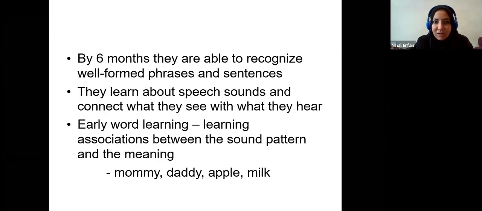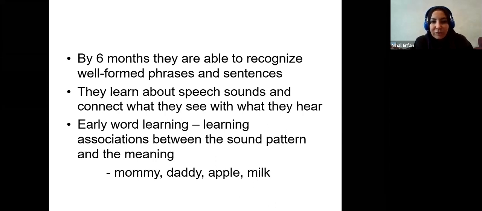So by 6 months, they're able to recognize well-formed phrases and sentences. Always remember, recognition does not mean that they understand. Recognize means they may look at because it's familiar. They learn about speech sounds and connect with what they see. So they connect what they see with what they hear. So you show them an apple, you say this is an apple, and now that they know that this is an apple, you don't want to ever experiment and teach your kids the wrong name for an object.